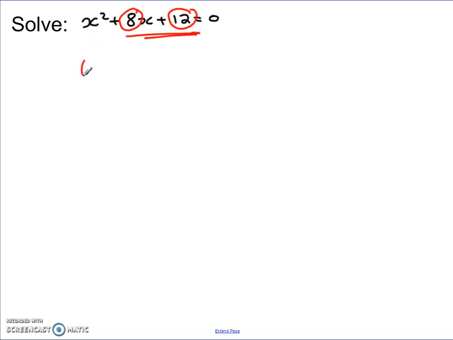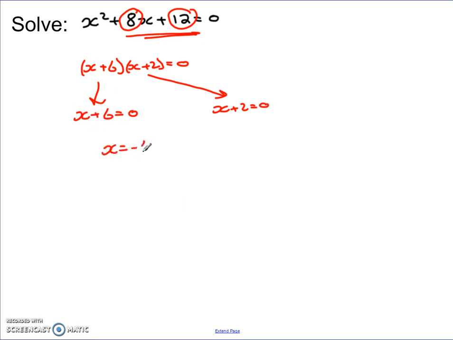Well, the only two numbers that give you that are 6 and 2. So I've got x plus 6 times x plus 2 equals 0. Now, that means either of these two could be 0. So I get my two solutions by taking the x plus 6 equal to 0 from that bracket, or taking this bracket and saying x plus 2 equals 0. It could be either, we're not restricted in this case. So if x plus 6 is equal to 0, I know x is equal to negative 6. And if x plus 2 is equal to 0, I know that x is equal to negative 2. And there you go, I've got my solutions to my quadratic.